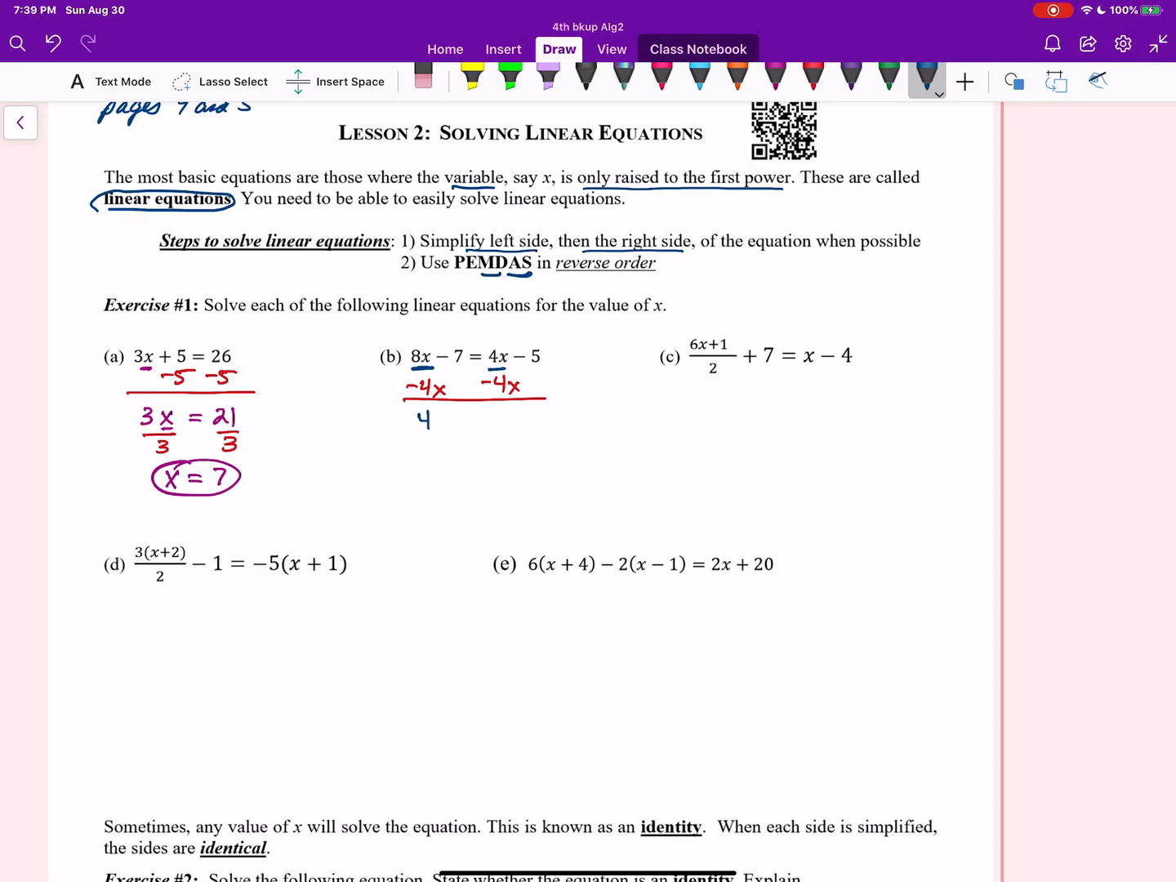8x subtract 4x is 4x. Bring down the minus 7, bring down the equal sign, and bring down the negative 5. We're looking to get this x by itself, so undo the subtraction of 7 by adding 7 to both sides. 4x is equal to negative 5 plus 7, which is 2. That's 4 times x. Undo multiplication by dividing by 4. So x equals 2 over 4, which reduces to 1/2, or the decimal equivalent 0.5.